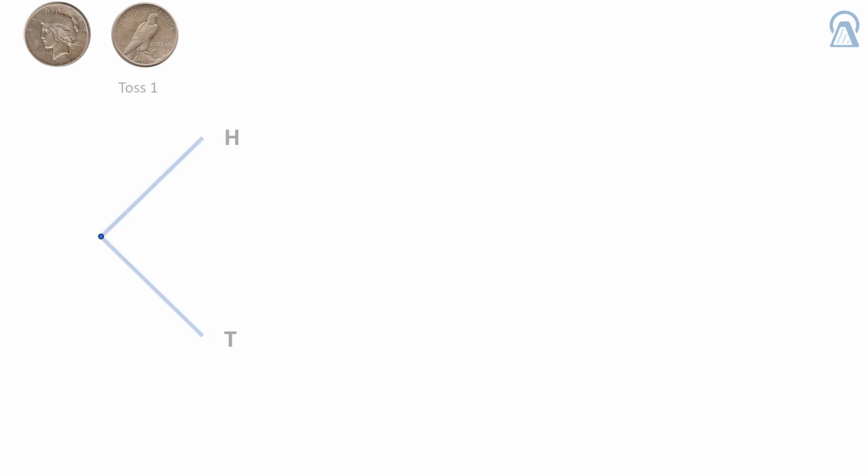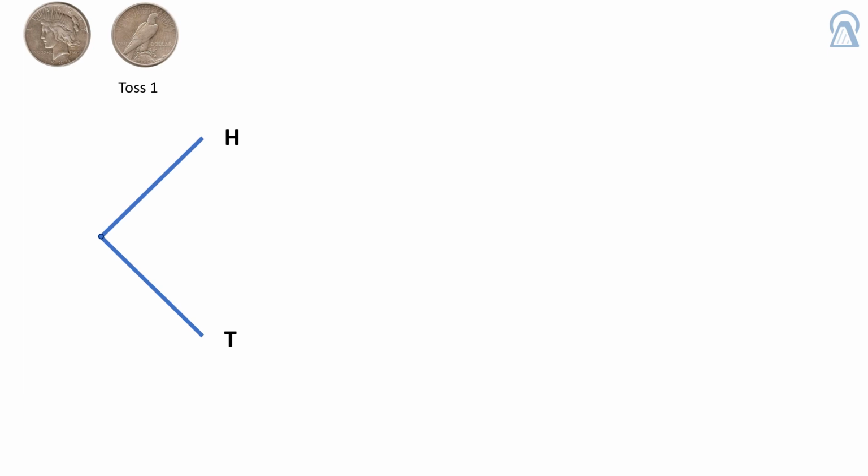A simple coin toss. Imagine you're flipping a coin. We want to find the probability of getting a head on the first toss and a tail on the second toss. This point represents the start, the first decision point or node. At this point, we can either get a head, H, or a tail, T, on the first toss. Draw the required branches, one for each possibility, like this.